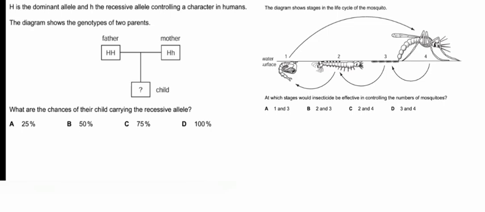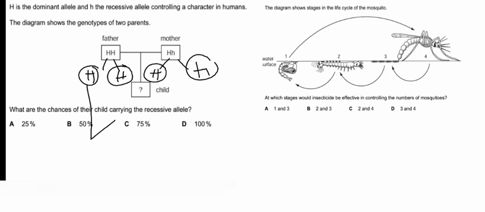Now the question is asking, what are the chances of their child carrying the recessive allele? So we can just continue from this step, where we split the gametes here. So we are going to have H here, H here, H here, and even here we are going to have small letter h.